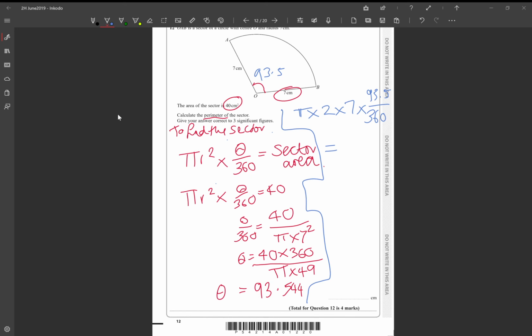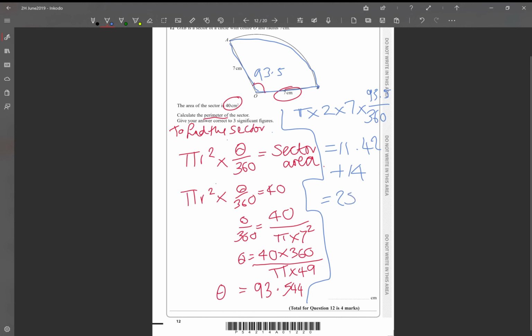Okay, so we have 11.40. So what that does, that gives us the outer arc here. Now we actually want the whole perimeter. That gets us from A round to B, but then to get back round to the beginning, you need to add 7, and then add another 7, so add 14. So then we add 14, and that gives us 25.42.